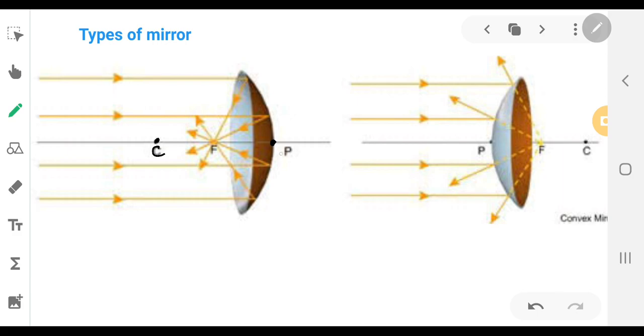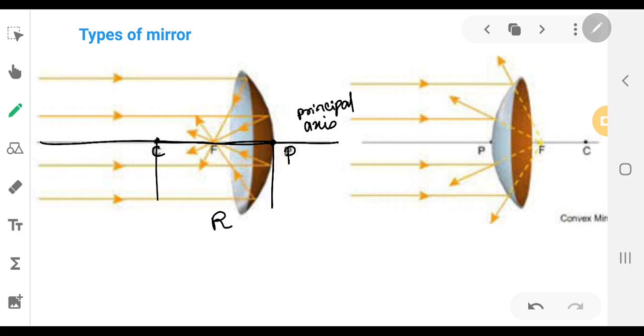Here is the pole, here inside. That is the pole. Now the line joining the center of curvature and the pole is called the principal axis. The distance between the center of curvature and the pole is called the radius of curvature. So this whole area inside the curved surface is called the aperture, available for interaction of light.